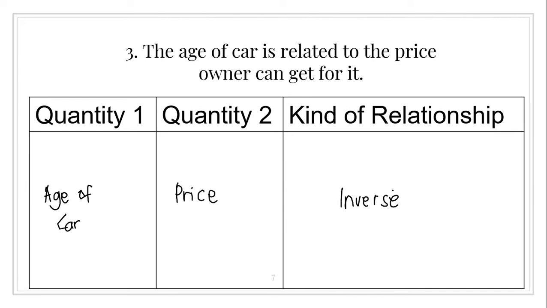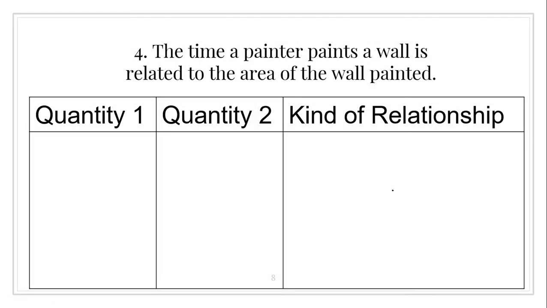Okay, kung nabili mo yung car mo ng let's say 1 million pesos and then tumagal siya ng 5 years sa'yo and you wanted to sell it, hindi mo na siya 1 million mabebenta. Maybe you can sell it for like 750,000 or whatsoever. So, kapag tumatanda yung car mo, as the age of the car increases, the price decreases.